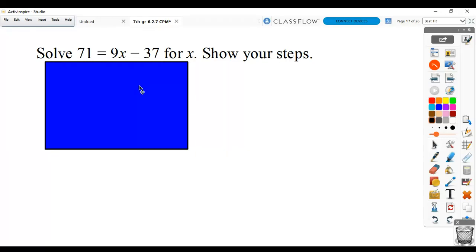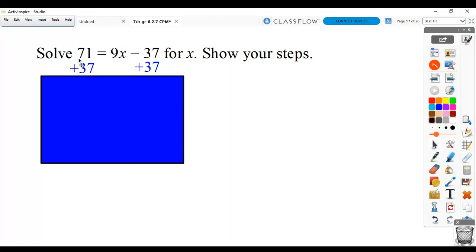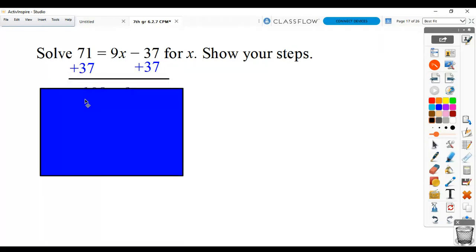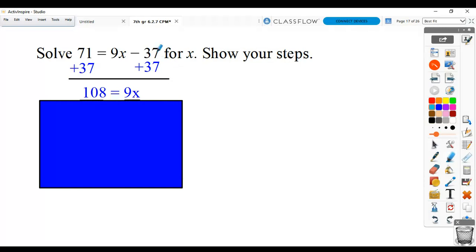And again, make sure you show your steps. So make sure you've written down the original equation. Then, as we talked about, you're going to add 37 to both sides. When you do that, this zeroes out. So 71 plus 37 is 108. Equal sign comes down. 9x comes down. And this term has been zeroed out. Now we have 108 equals 9x.